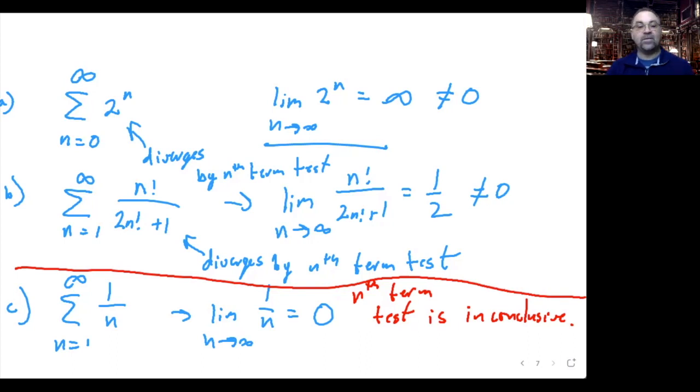But in the case of the nth term divergence test, theorem 8.9, I wanted to show you that it's great for determining divergence, but it doesn't do squat when it comes to figuring out if a series is in fact convergent or not.